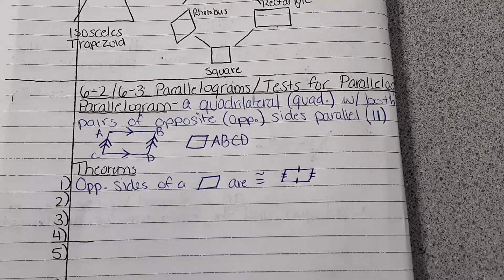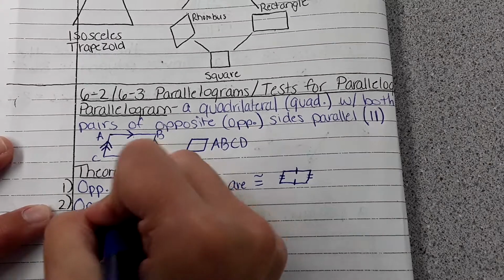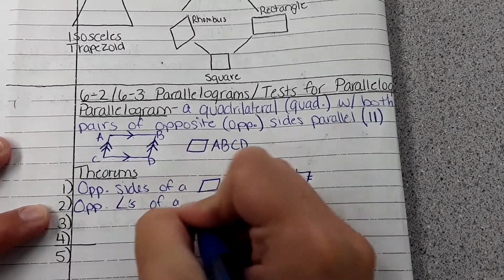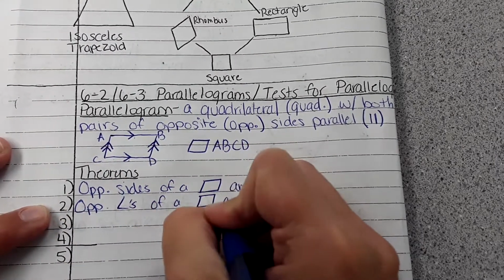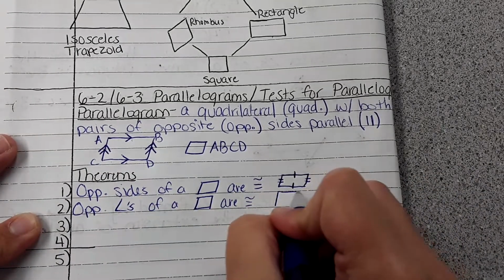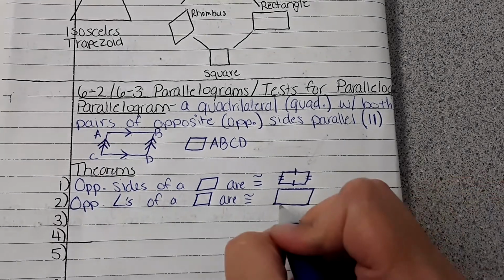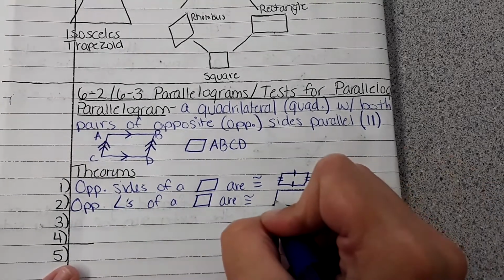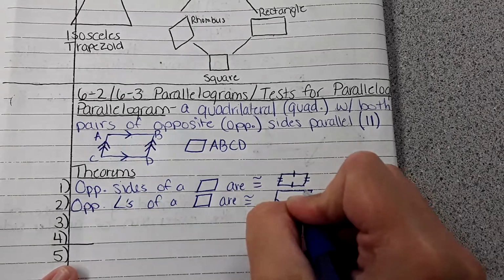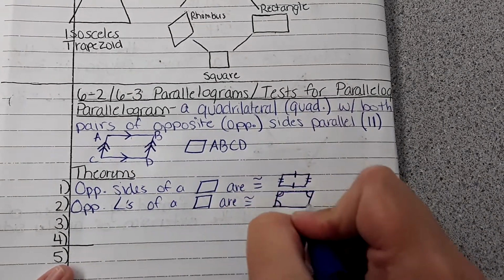Number 2, opposite angles of a parallelogram are congruent. So I'm going to draw a little picture here. Opposite angles are like diagonal. So this angle is the same measure as this one. And this angle is the same measure as this one.